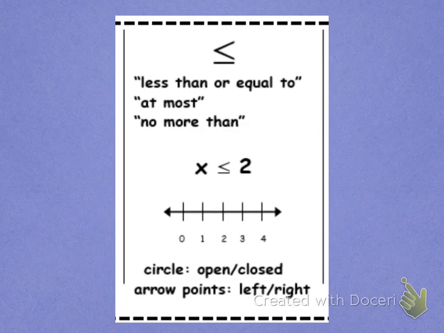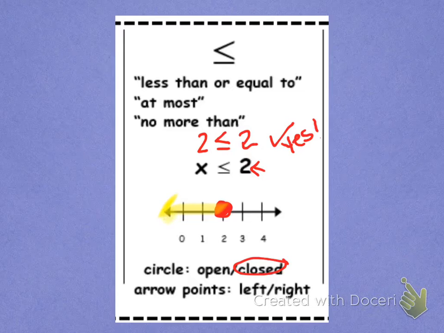Then we have less than or equal to, at most, or no more than. So again, I'm going to plug in 2 to this inequality. Is 2 less than or equal to 2? And the answer is yes, it is. When our answer is yes, we have a closed circle. So I go to the 2 on my number line, and it's a closed circle because that 2 is a solution. It is equal to it. And then my inequality symbol is pointing to the left. Therefore, I shade to the left.